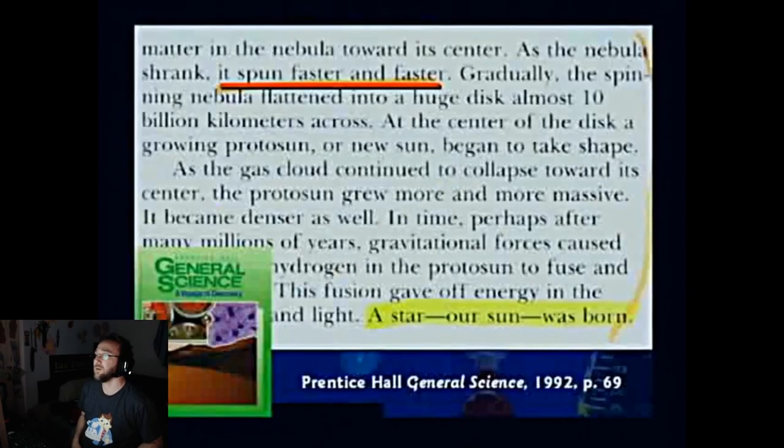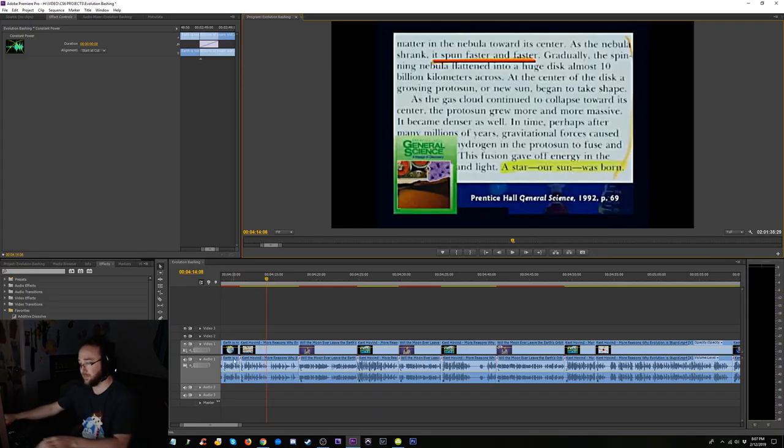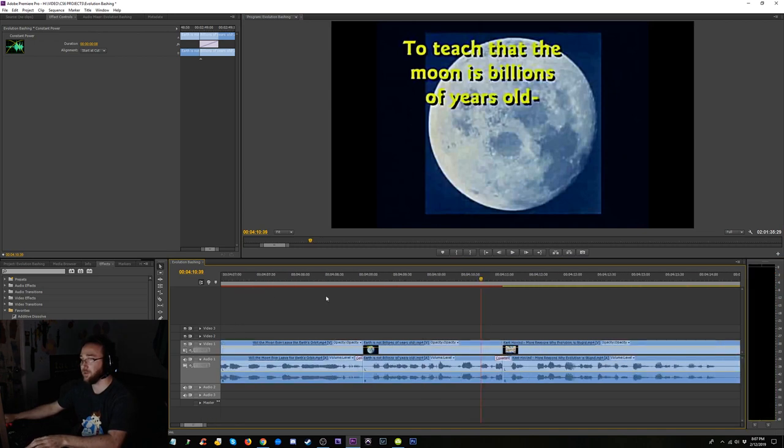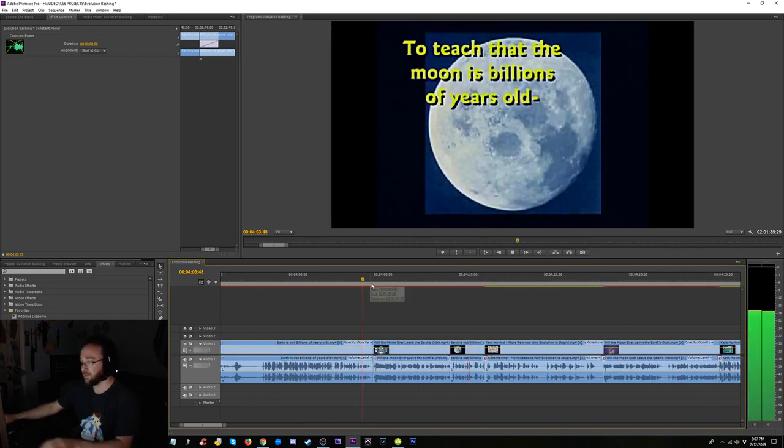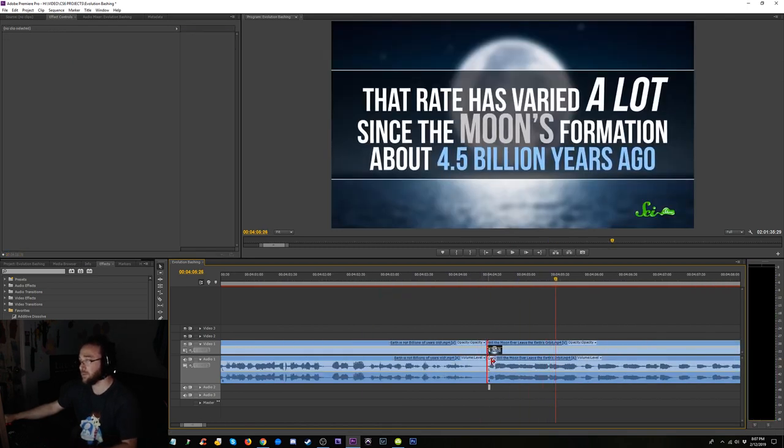This little tiny dot was spinning. It spun faster and faster. Sorry. We don't need that part right there. That's just stupid, okay? Situation. That rate has varied a lot.